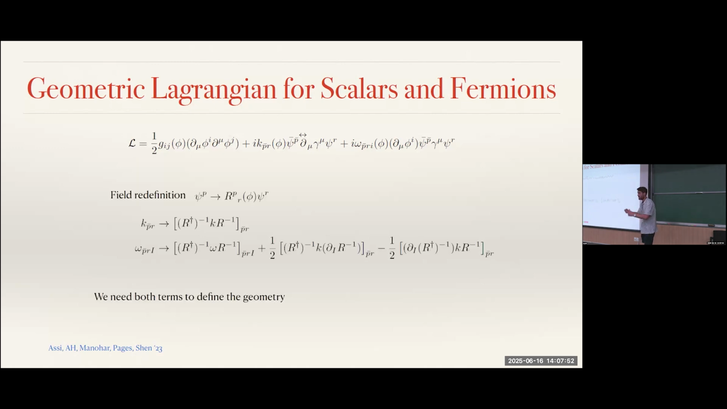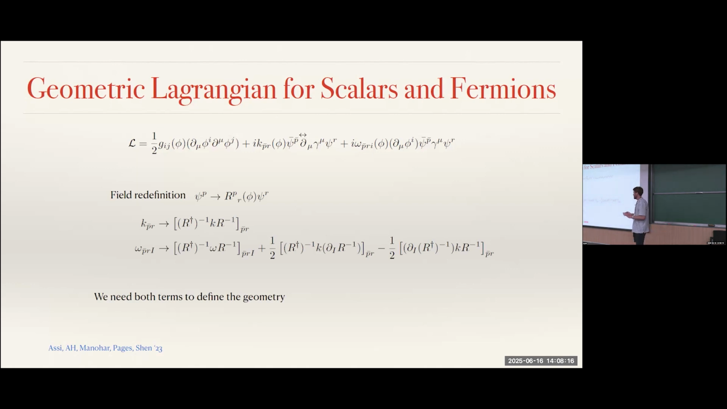But if we do a field redefinition of the fermions, we see that this k factor here actually mixes into this other term, this fermion current, scalar current operator. So in order to define something which is closed under these field redefinitions, we need both. So that's the only wrinkle that the fermions bring about, that we need these two terms.